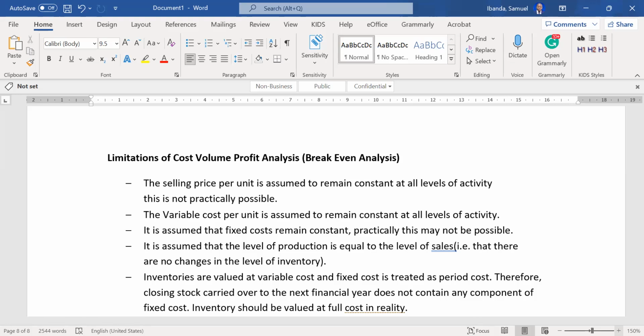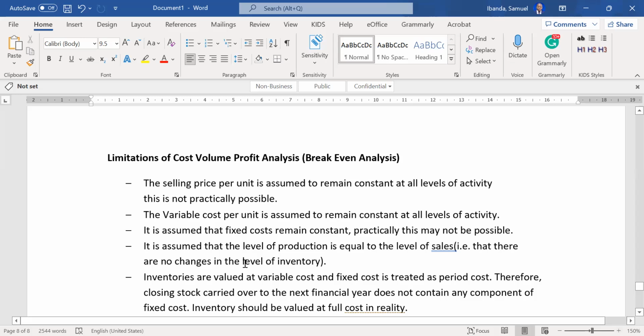It also assumes that the level of production is equal to the level of sales. Like what you produce is what you sell. And it means that there are no changes in level of inventory, which is not true. Because sometimes you have wasted stock. Sometimes your production does not match your demand. You produce and that does not reflect into the sales. Okay. Yeah, and so on.